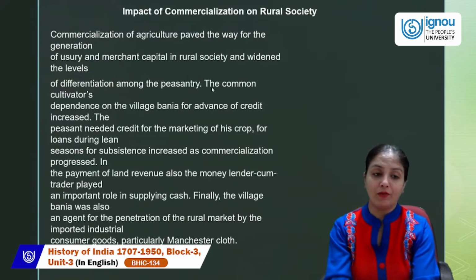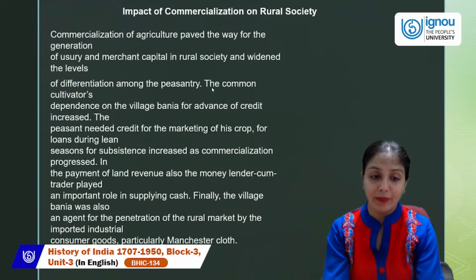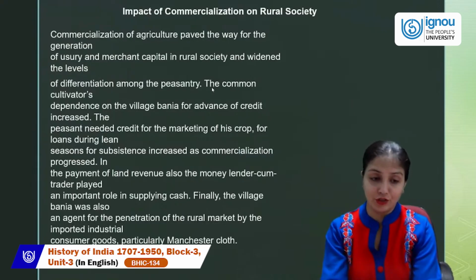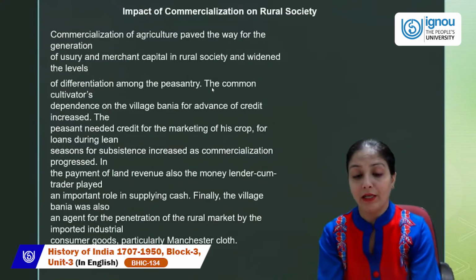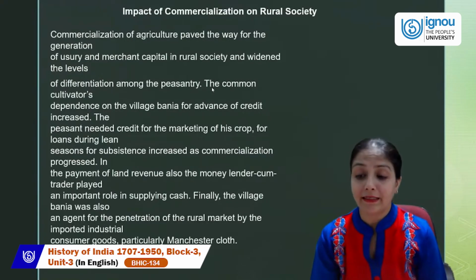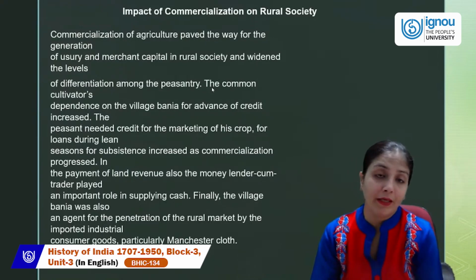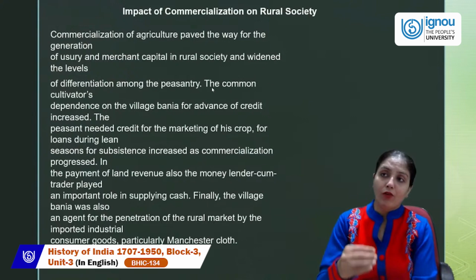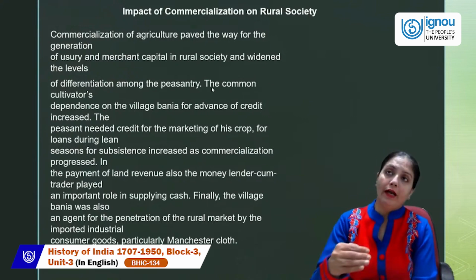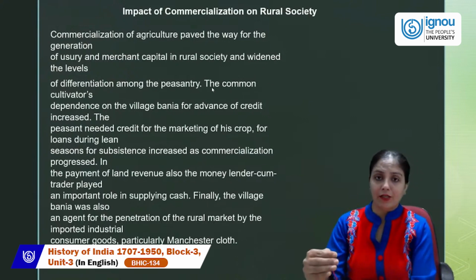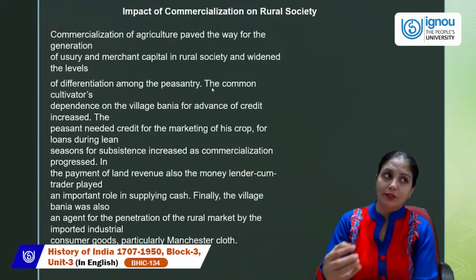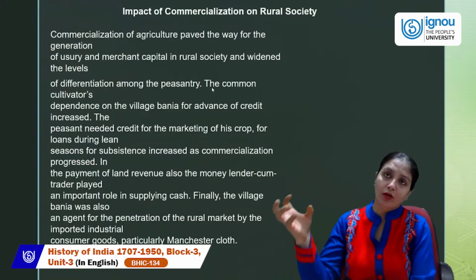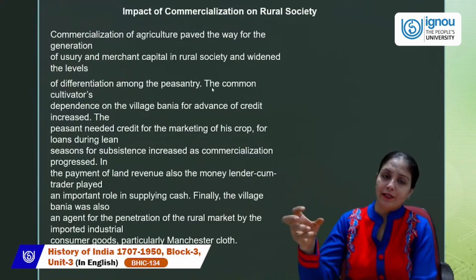Finally, the village bania was also an agent for the penetration of the rural market by imported industrial consumer goods, particularly Manchester cloth. After that time, the peasant did not have much money for the repayment of loans and had to spend more and more money to collect the things which were helpful for agriculture at that time.